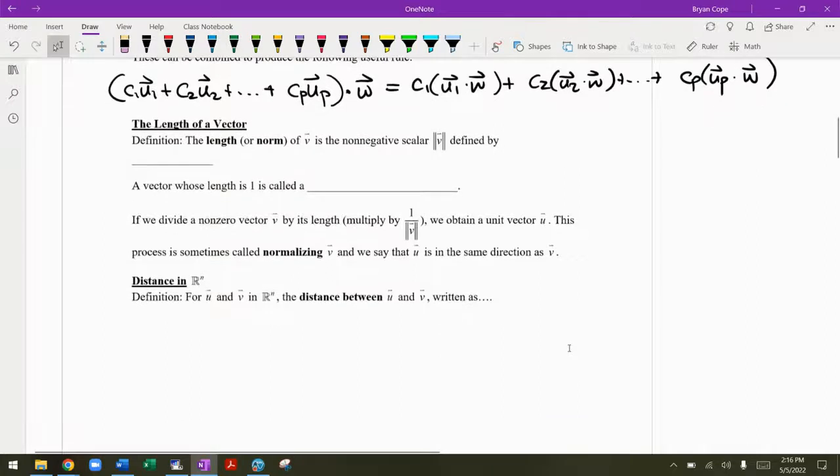All right, length. If v is a vector made up of a bunch of real numbers, v1 through vn, then its length is defined as the square root of v1 squared plus v2 squared all the way out to vn squared. That's length. That's magnitude.